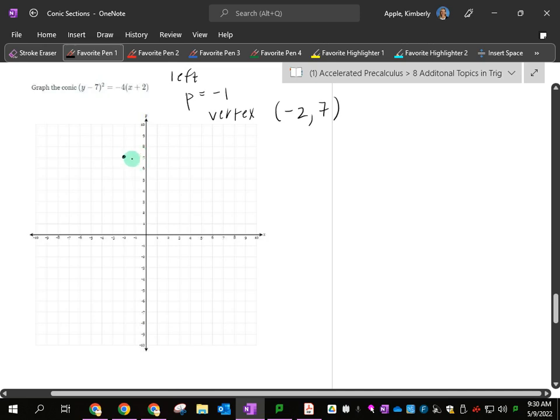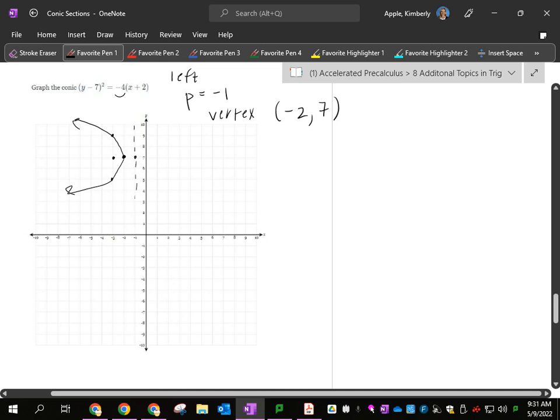You figure out which way this thing is opening, which is going to be left, and you just go 1 this way and 1 this way. Here's your directrix. This is your focus. And so then you would go 2 this way and 2 this way, because that's half of this number. And so it's going to open just like that. Make sure you can plot that in Delta. It's easier in Delta than on the paper.